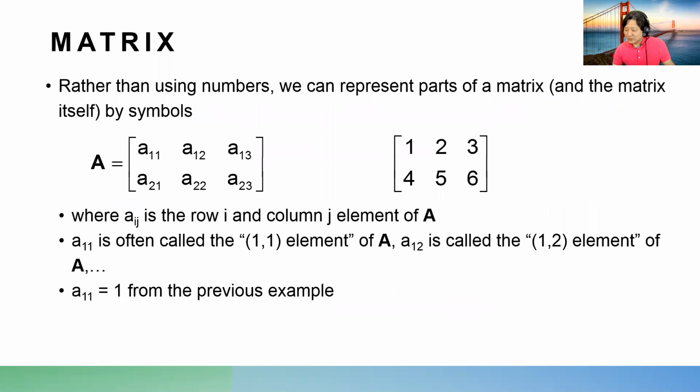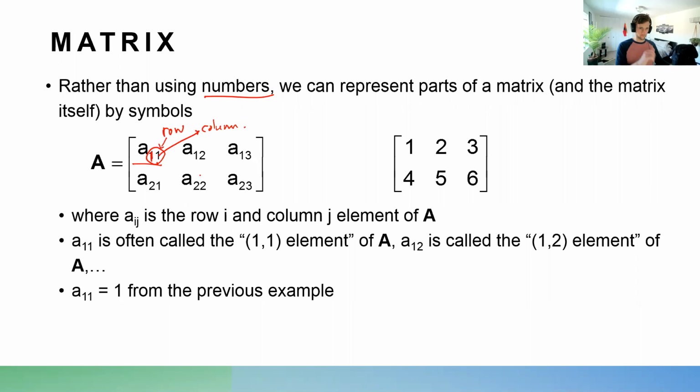So rather than using numbers, we can represent parts of the matrix as symbols. Like in this case, we can put A11. The first number represents the row. The second number represents the column. Okay, so this is the A element in the first row and first column. And this is the A element from the first row and second column, right? And the A element in the first row and third column in this case, right?